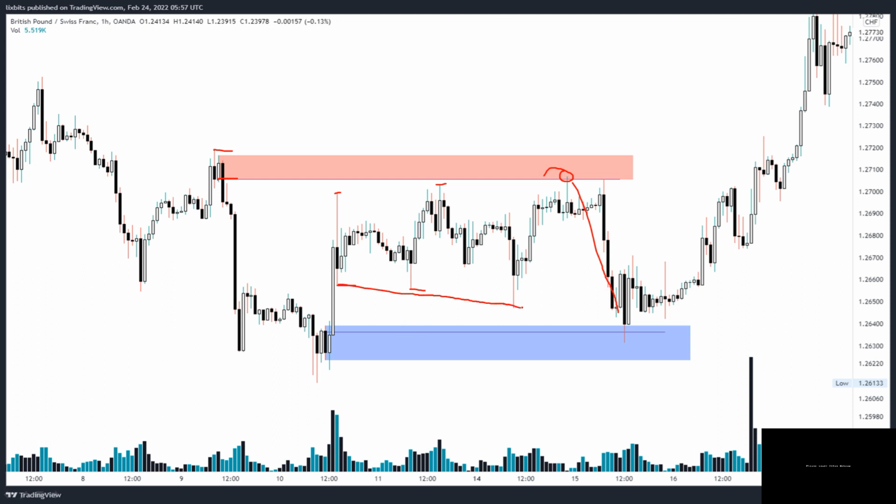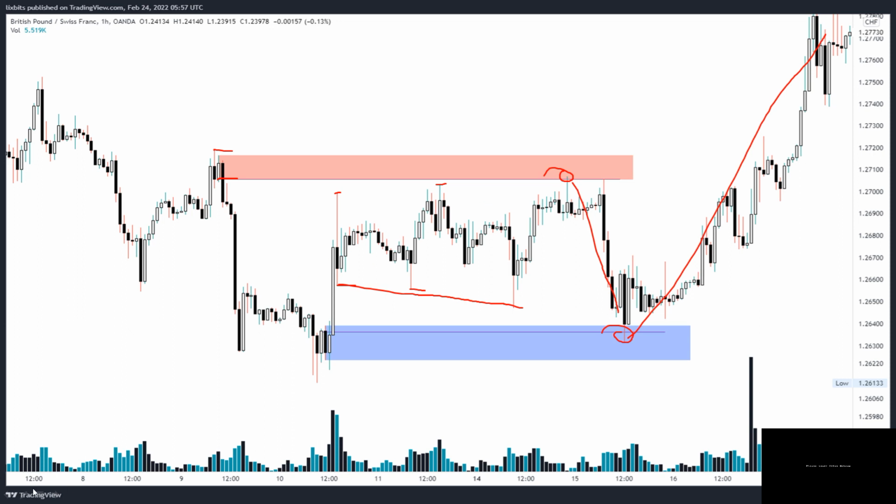Okay, so we have something like this, and a third attempt which failed to reach this supply zone. Then we saw price trade into it, sorry, into the demand zone. So this is a demand zone, and then we had a strong move to the upside.